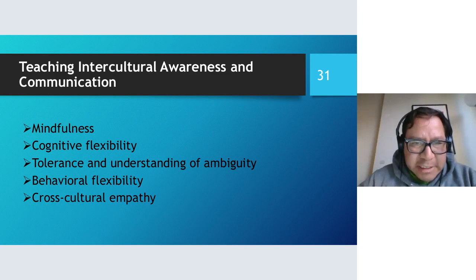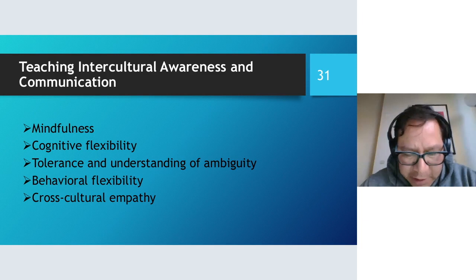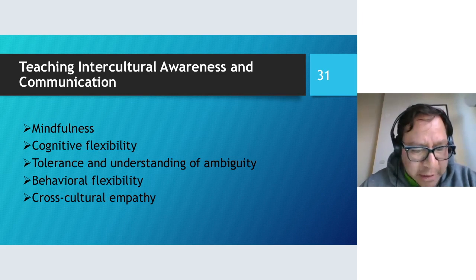So when we teach with these skills, we need to bear in mind these are the skills that I can come up with from Deardorff, which is mindfulness. Mindfulness is the ability of being cognitively aware of how the communication and interaction with others is developed. It is important to focus more on the process of the interaction than its outcome while maintaining in perspective the desired communication goals. Cognitive flexibility refers to the ability of creating new categories of information rather than keeping old categories.